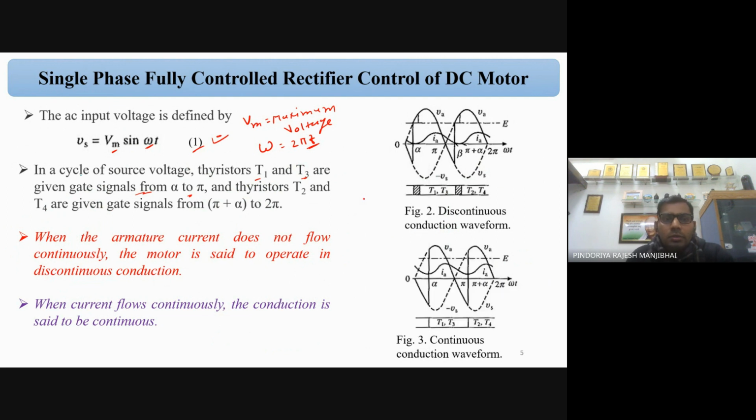So if the cycle of the source voltage, thyristor T1 and T3 are given the gate signal from alpha to pi. Okay, so duration from alpha to pi. Suppose your cycle signal is something like that. So this is a sinusoidal signal. Okay, so this is a 0 and this is a pi. So we can say we have to fire the circuit.